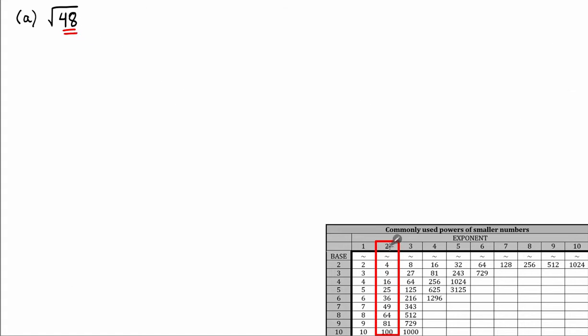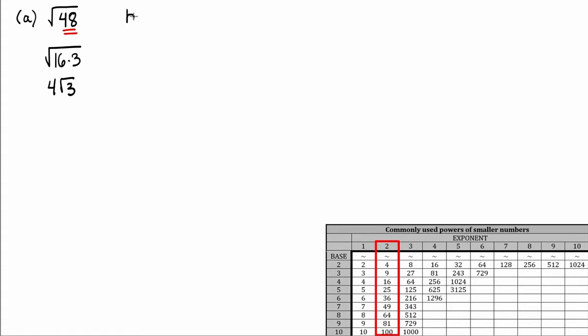And what you should do is look for the largest possible, and you might get an idea that 16 divides evenly into 48. Get your calculator out, check it out, and you see that yes, 16 divides evenly into 48 three times, which means you can rewrite 48 as the product of 16 and 3. Since 16 is a perfect square, this becomes 4 root 3. This is the final answer.